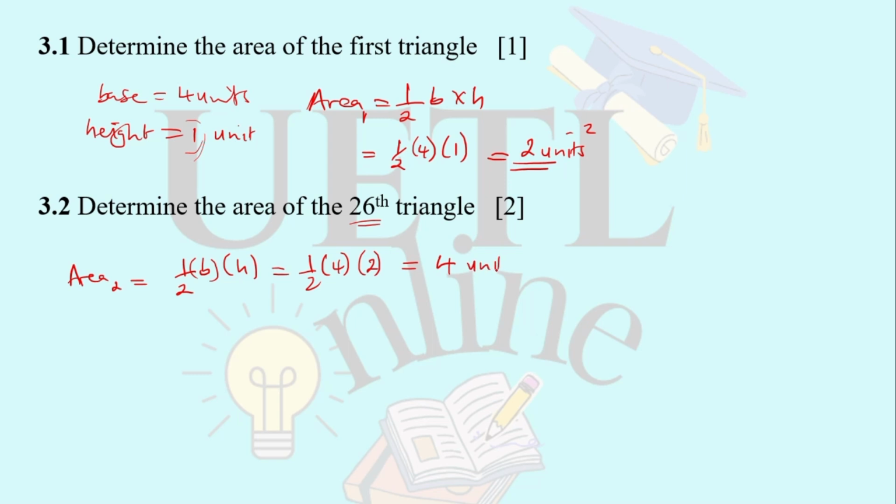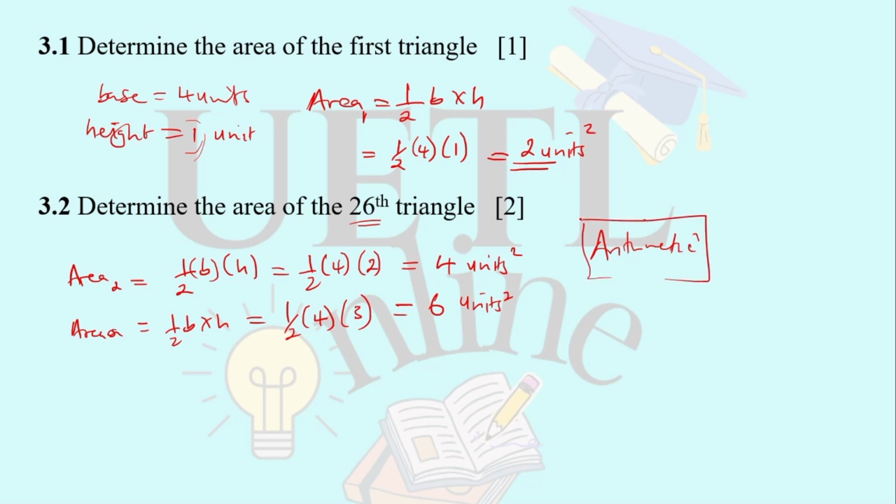Let's see the area 3. We want to see how this area is increasing. Area 3 is half base times height again. Half, 4 is our base, and our height is going to become 3 because we're adding 1 here. In this case, our answer is 6 units squared. So after these answers, let's take a look. We have 2, 4, 6. This means that it is following an arithmetic sequence, where the difference between terms is the same.